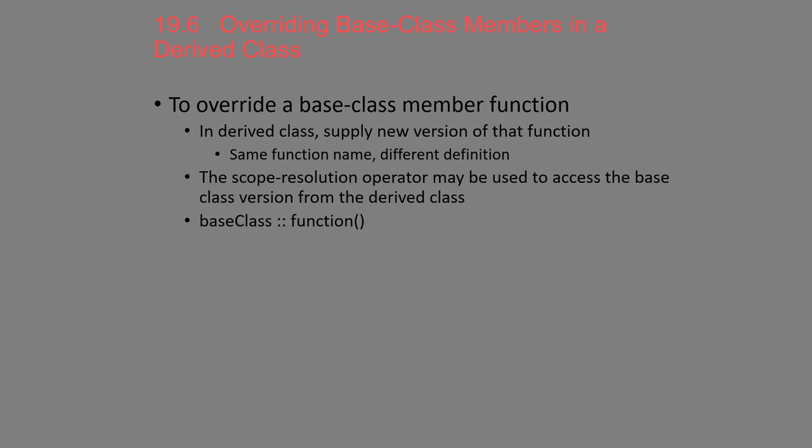If you want to override a base class member function, what I mean by override is, for example, there is a function with the same name. If you want to use this function, you can override this. In order to override a base class member function, it is pretty simple. In the derived class, just apply the new version or new implementation to the function. Same function name but with a different definition, and the compiler understands it. When you call the same name using an object reference of the derived class, the derived class function will be called. Let me give you a simple example.